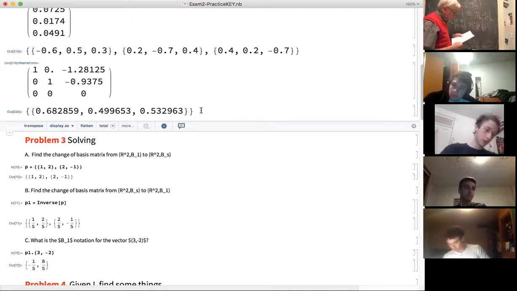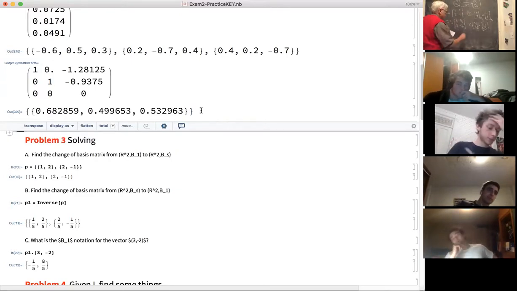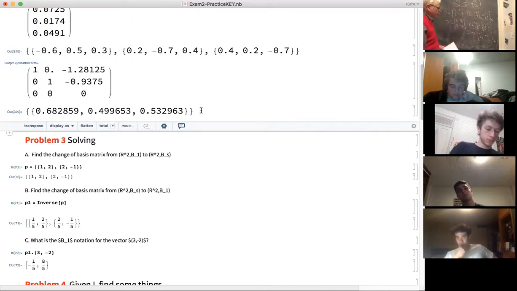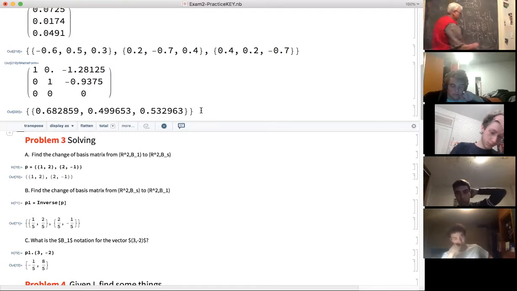Then in number 3, we want to take (3, -2) in the standard basis and see what it is in the B1 notation. So (3, -2) in standard equals what in the B1 notation? P inverse does that. If you take P inverse times (3, -2), you'll get 3/5 minus 4/5, which is minus 1/5, and then 6/5 and 2/5 is 8/5.